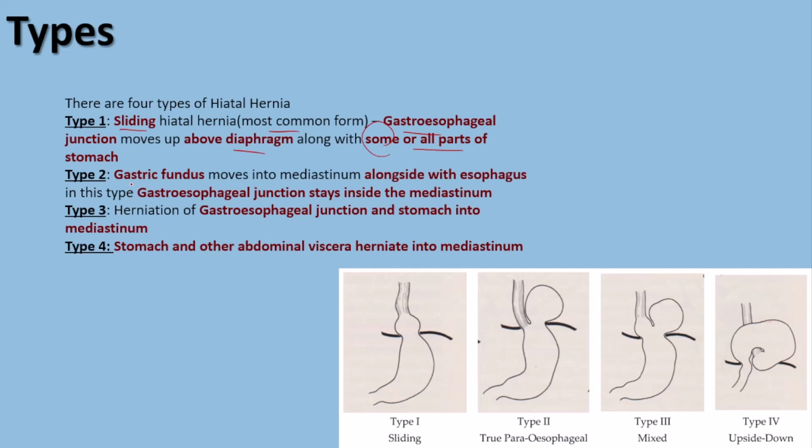In the second type, we have herniation of the gastric fundus into the mediastinum, and parallel with that we have the esophagus running side by side with the herniated gastric fundus. In this form, the gastroesophageal junction stays inside the abdomen. In the third type, we have herniation of the gastroesophageal junction and stomach into the mediastinum. And in the fourth type, we have herniation of the stomach, the gastroesophageal junction, and other abdominal viscera like the pancreas can also herniate to the thoracic cavity.